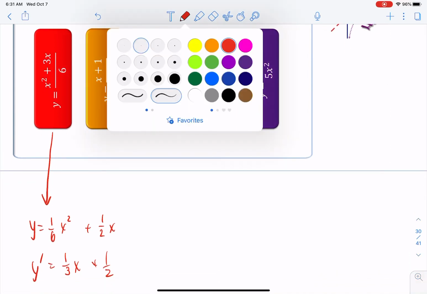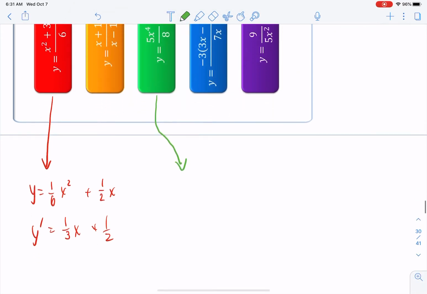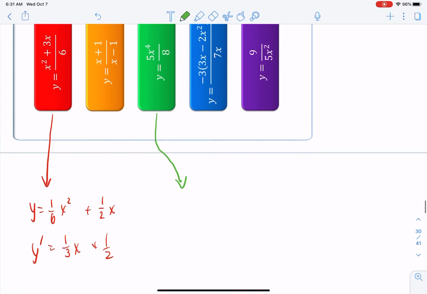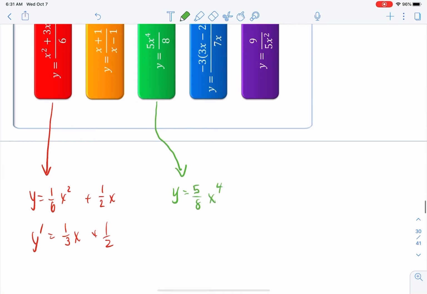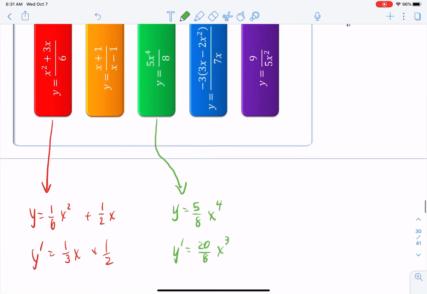But hey, let's skip over here to green. Is that the right color for green? It looks like it's going to be okay. So for green, again, just like that first one, we'll rewrite that as 5/8 x to the fourth, and then take its derivative. Leapfrog that power down, so it'd be 28ths, but I could cancel out a common factor, make that cubed, reduce that fraction if you wanted to.